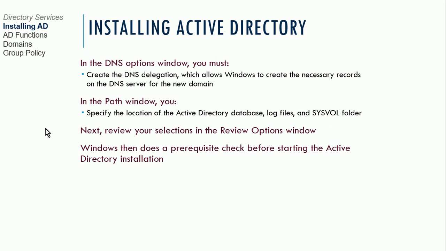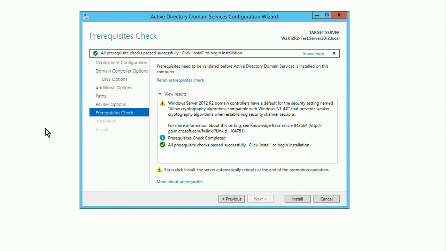Then you're going to review all of your selections, and Windows then does a prerequisite check before starting the Active Directory installation to make sure that everything looks okay. So it'll warn you if anything looks like it's not going to work, basically.